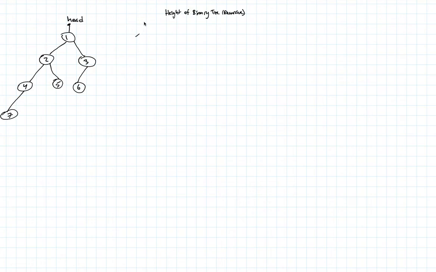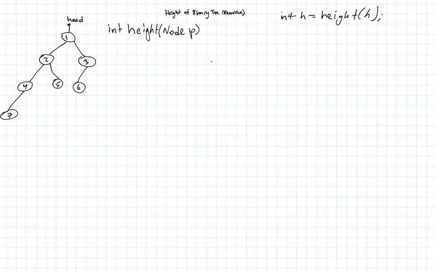I'll try to write a recursive function to find the height of the binary tree. So this is our tree. First, what are we going to call it? We know that it will return a height, so we will call it height. Here we are creating our function height, which will accept an argument. Let's call it pointer, and it will return an integer.